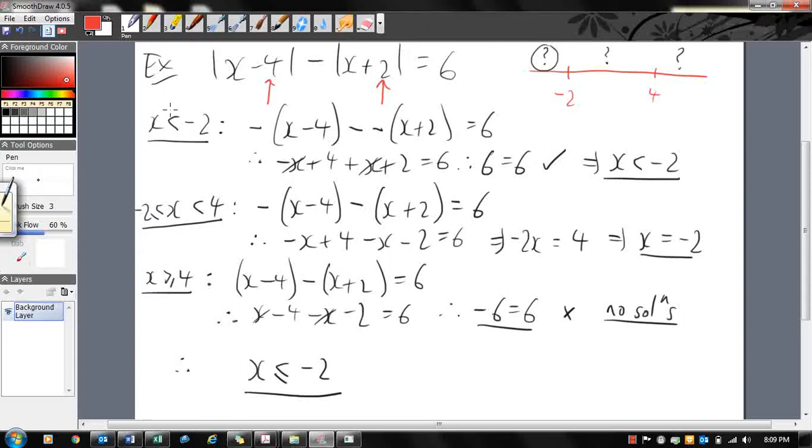It doesn't matter what x is equal to. If you get something that is never true, then there are no solutions in that region. There's no x that satisfies that particular equation. And then if you get a particular solution here, x is equal to negative 2, then that gives you a solution. You put your solutions together, and that's your answer.